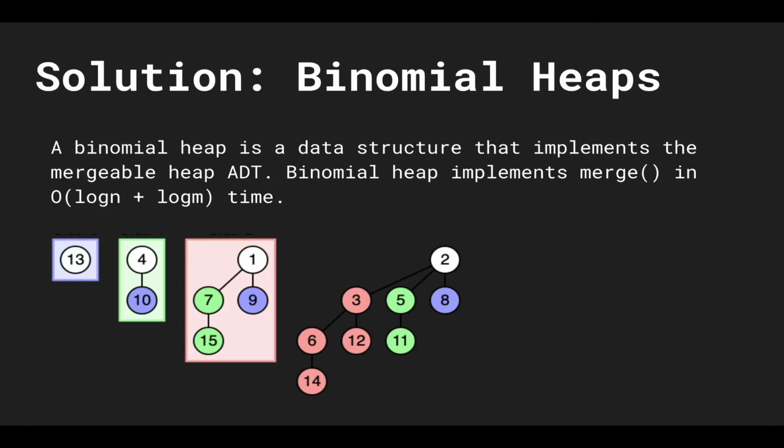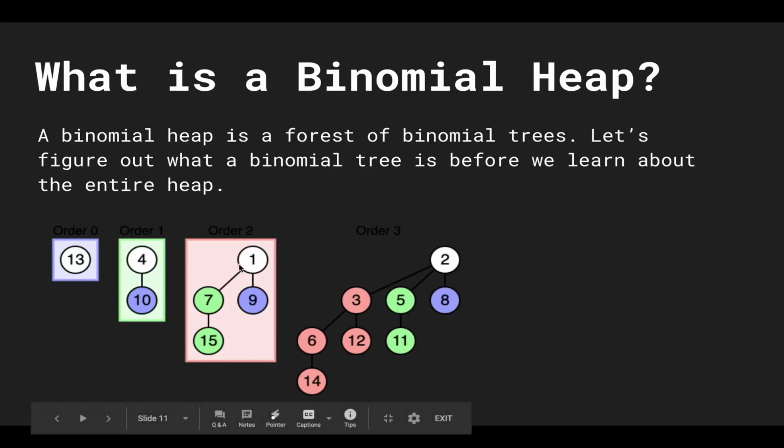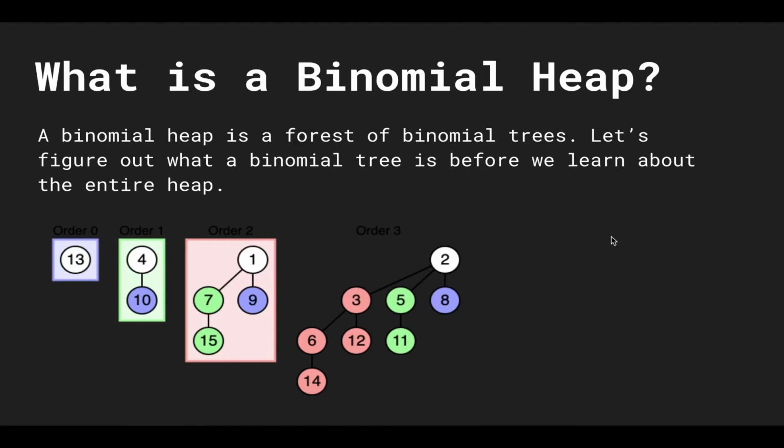A binomial heap is a data structure that implements the mergeable heap abstract data type. And the binomial heap implements merge in O of log n plus log m time. So this is faster than just your regular n plus m. What is a binomial heap? That's a great question. Let me answer that for you. So a binomial heap is a forest of binomial trees. Each of these is a binomial tree. So let's figure out what a binomial tree is before we learn about what an actual binomial heap is.